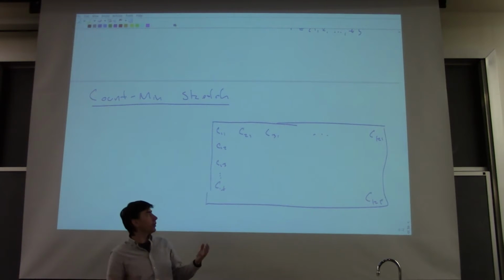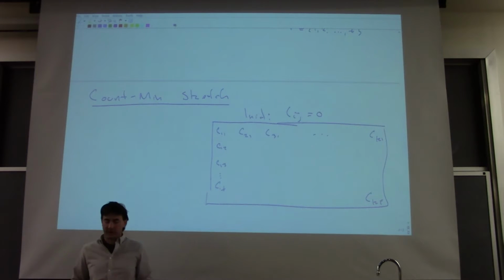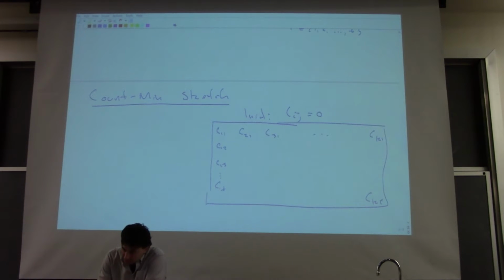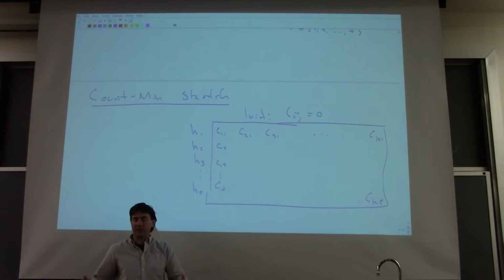Okay, so we have this table of all of these counters, and to initialize, C_ij is going to be equal to 0. So we're going to start with all the counters equal to 0. I said we had T hash functions, so I'm going to put H1, H2, H3, up to HT here. Each row is going to correspond to a hash function. Okay, and this is the setup of the data structure.